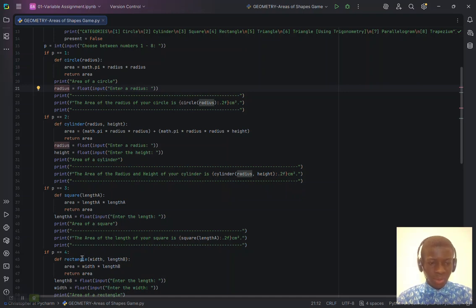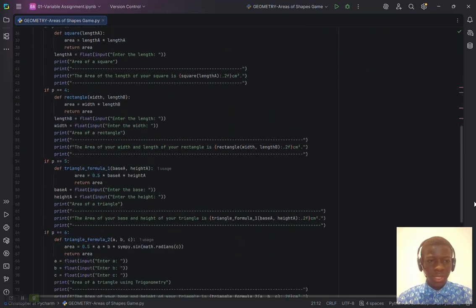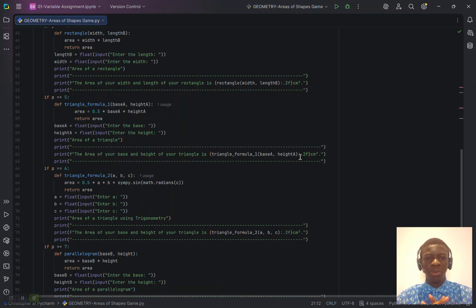In rectangle, length times width, simple. These two are simple. Next, triangle formula 1. These are where I'll explain the formulas. That's about it. So triangle formula 1 is basically base a times height a, because there are two base times height over here, because that's what I'm using over here. Which one I'm going to correct now, just to ensure the code is simple and safe.